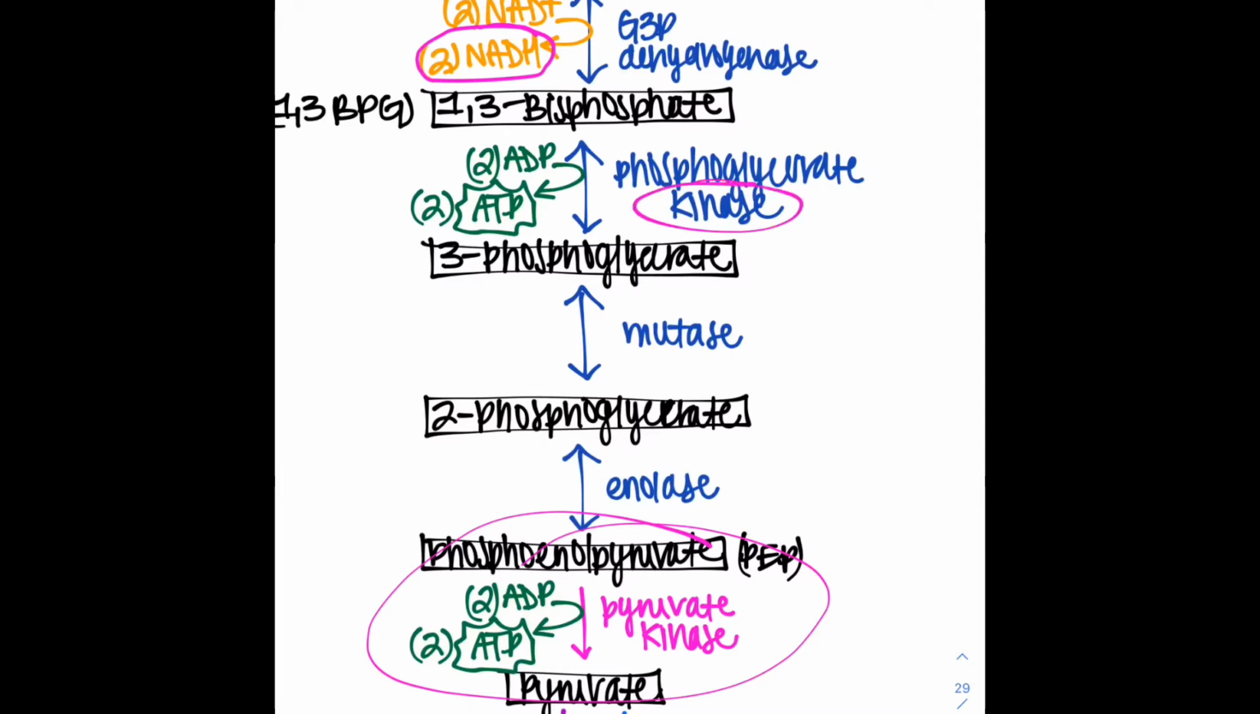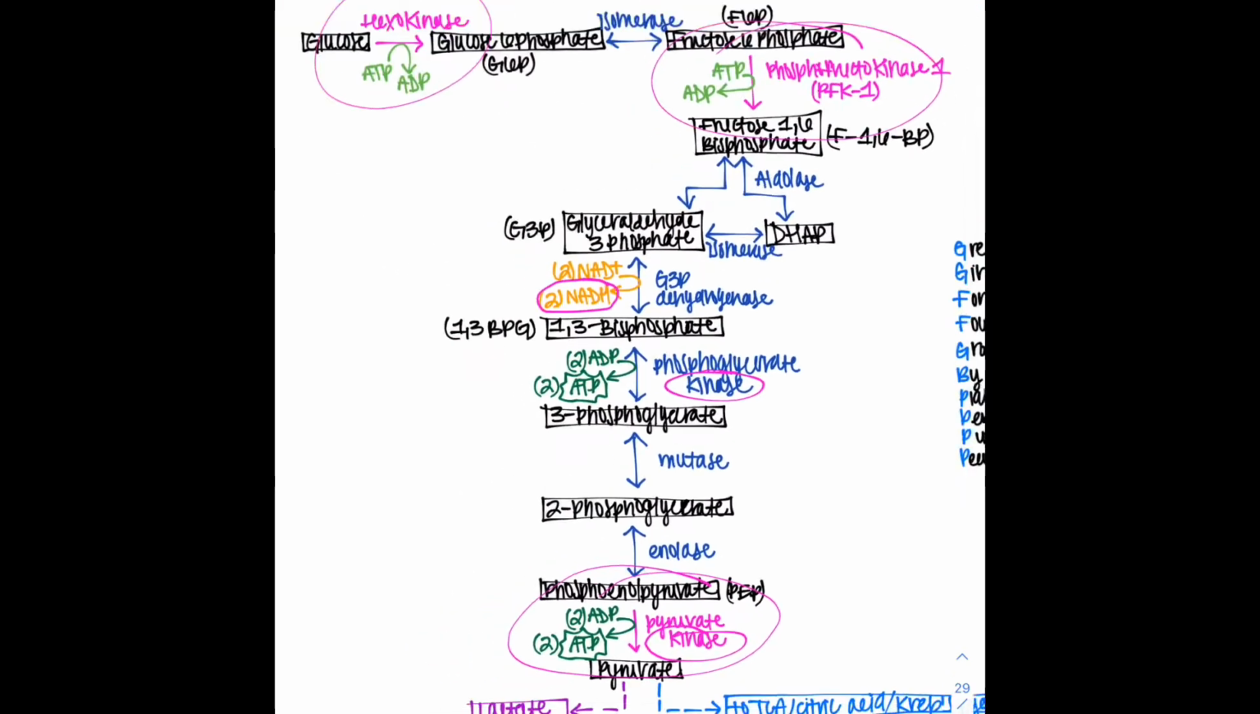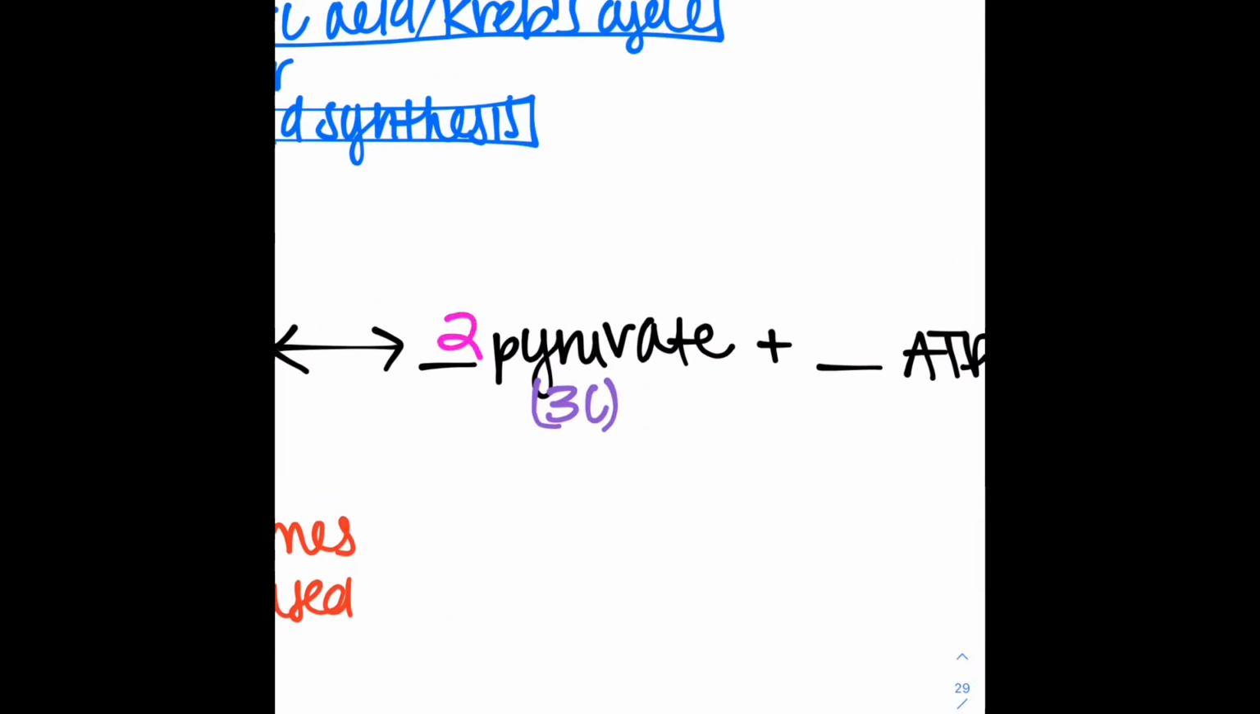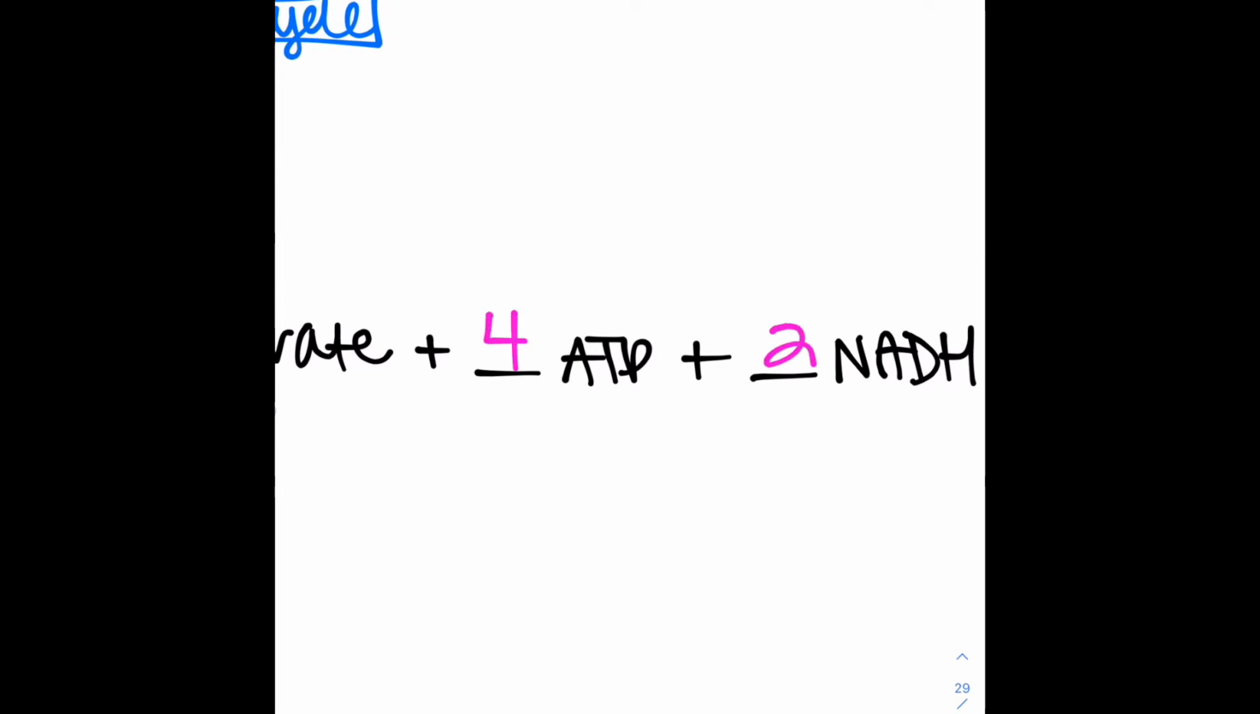The overall reaction for glycolysis consumes 2 ATP, 2 ADP, 2 NAD+, and 1 glucose to yield 2 pyruvate, 2 NADH, and 4 ATP.